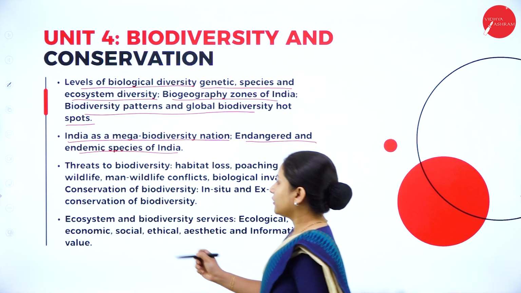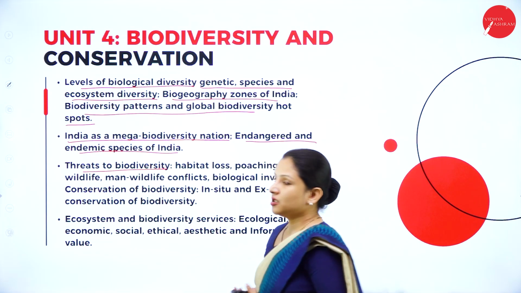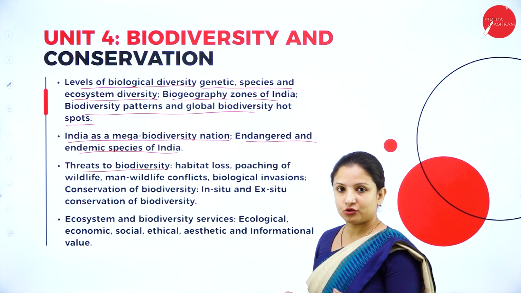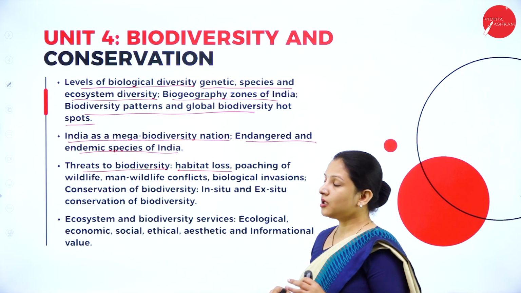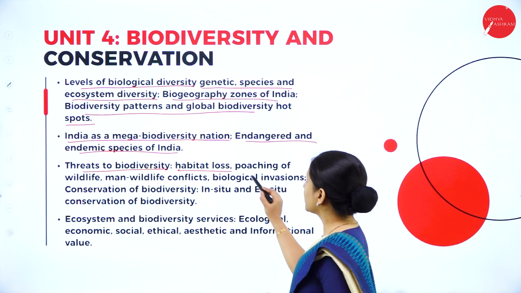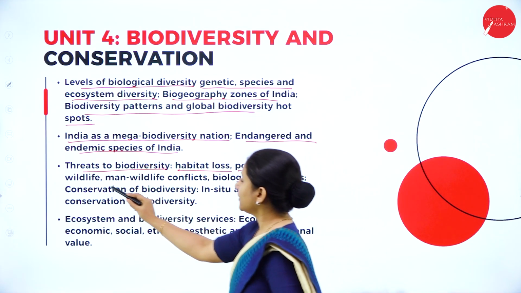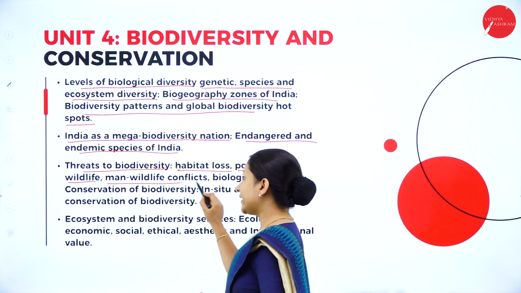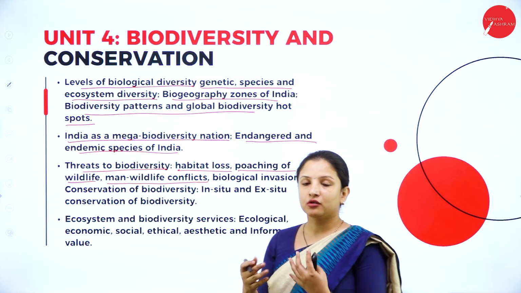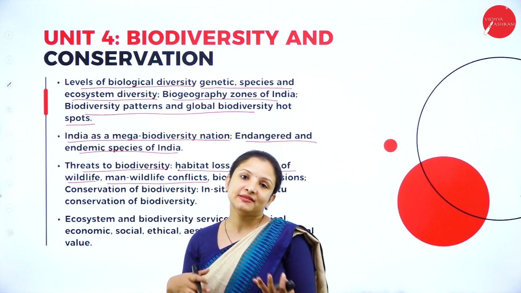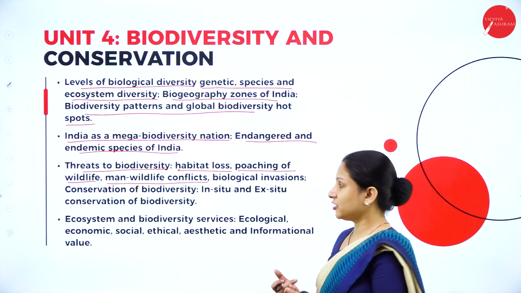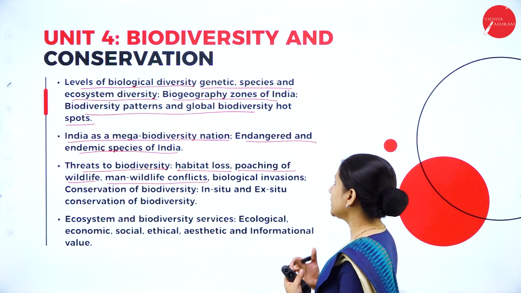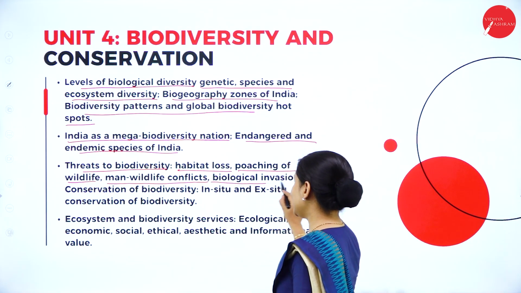Next, we need to know about the threats to biodiversity. Because of these threats, habitat loss can occur, and habitat loss can occur because of poaching of wildlife, and also because of man-wildlife conflicts. Usually the conflict between elephants and humans is the most common one, which results in the death of elephants and all that. So, man-wildlife conflict. We also need to talk about biological invasions.